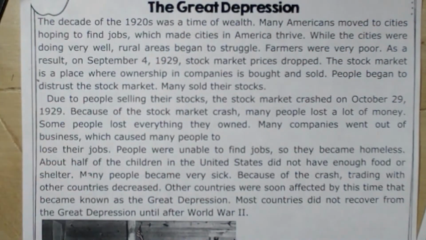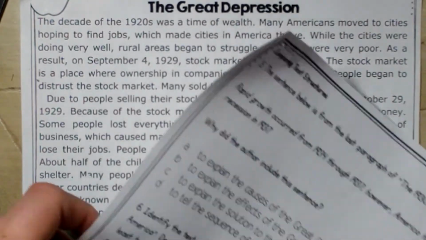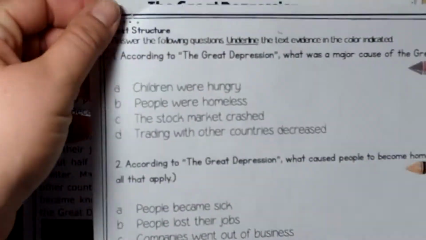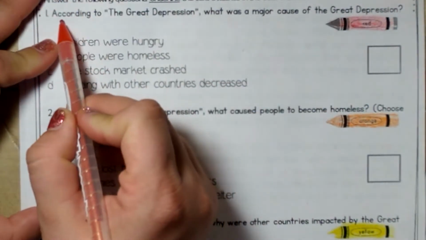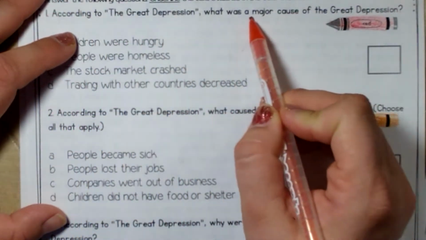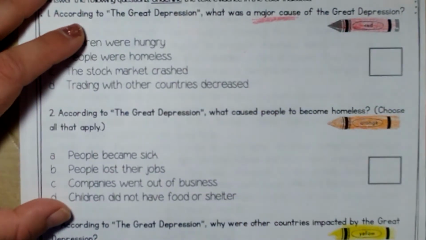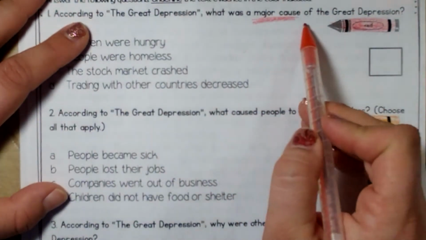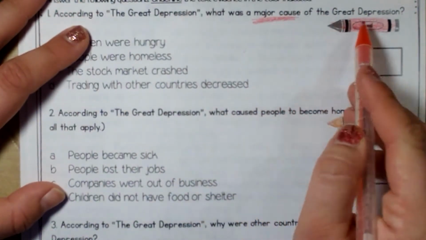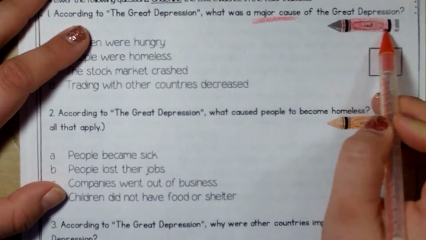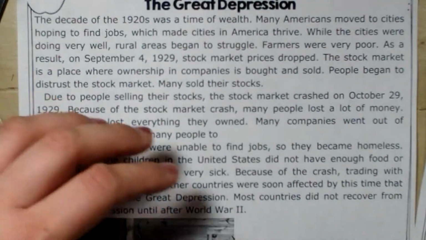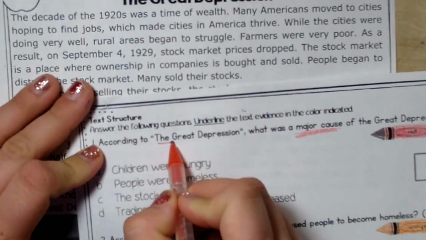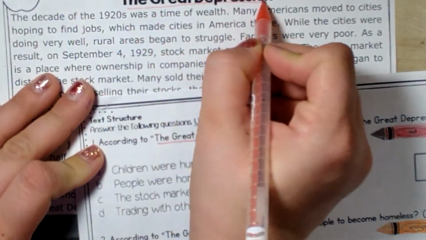Okay, now that you read it to understand, now what we're going to be doing is reading the questions. So now that I understand, I know I need to have red. So my first question is, according to the Great Depression, what was a major cause of the Great Depression? Okay, so anything I find that is a cause of the Great Depression, I am going to color over it red. So that's what I'm going to be doing right now. And that is in the Great Depression. So I'm just looking in the first passage.